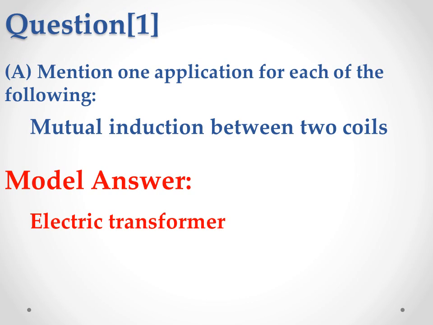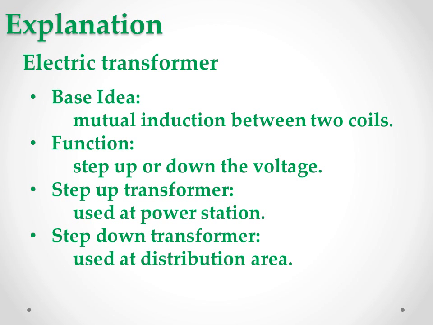Question 1. 8. Mention one application for each of the following. Mutual induction between two coils. Model answer: electric transformer. Explanation. Electric transformer, base idea: mutual induction between two coils. Function: step up or down the voltage. Step up transformer is used at the power station. Step down transformer is used at the distribution area.